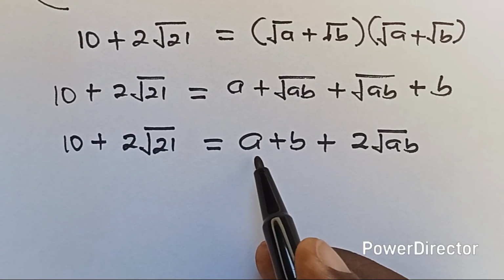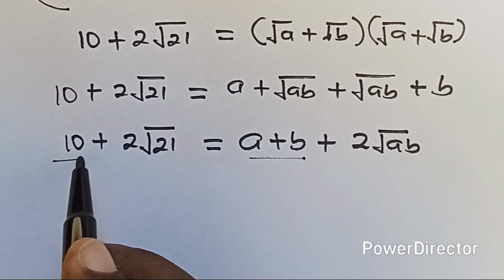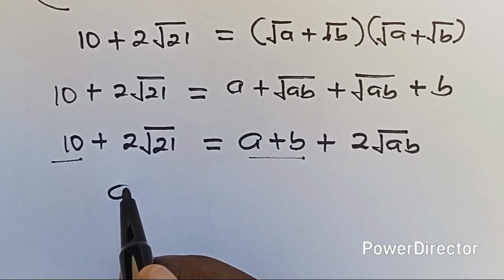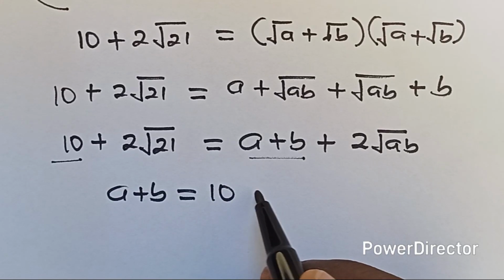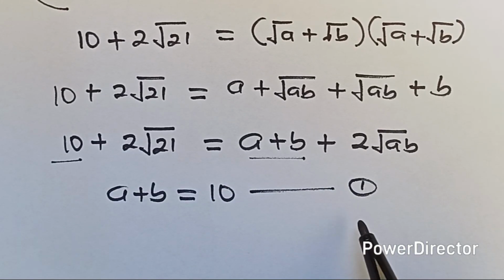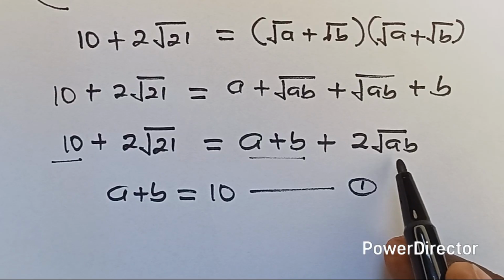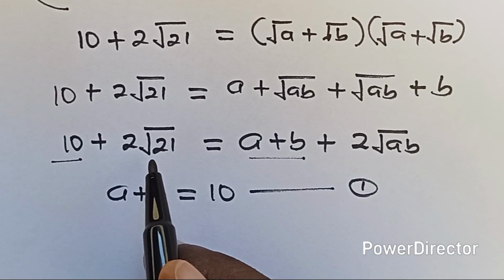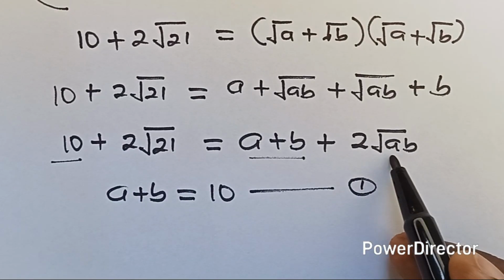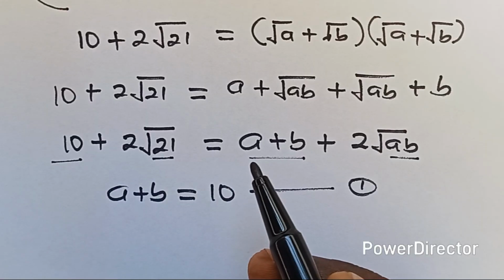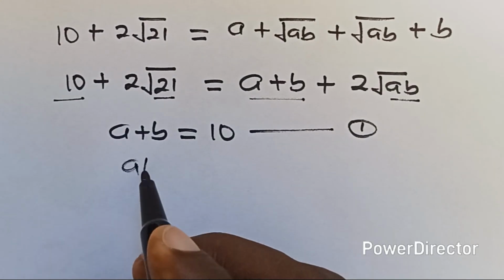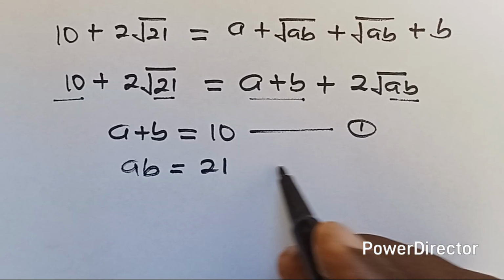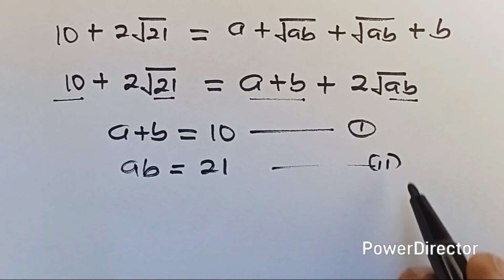All right, we can say that a plus b is 10. So we have a plus b equals 10. We can say this is our equation 1. And also, when we look at root ab, we have it to be root 21 at this side. That means that ab is equal to 21. So we can equally say that ab equals 21. We can say this is equation 2.